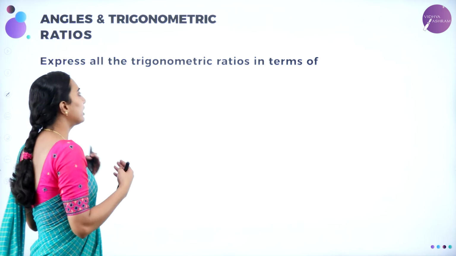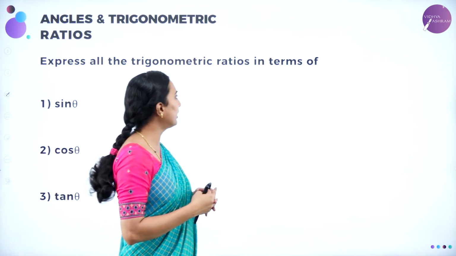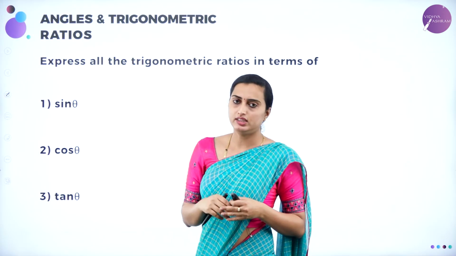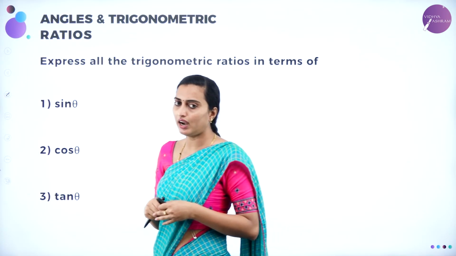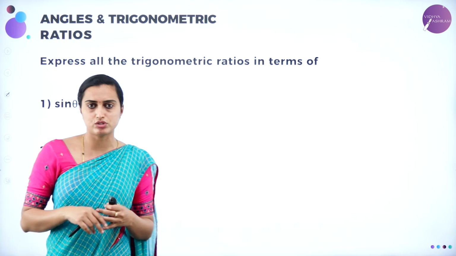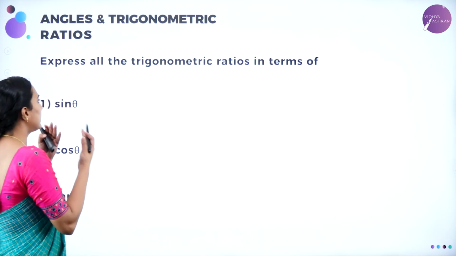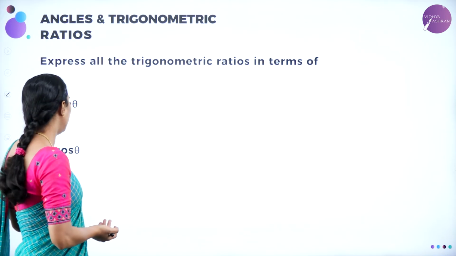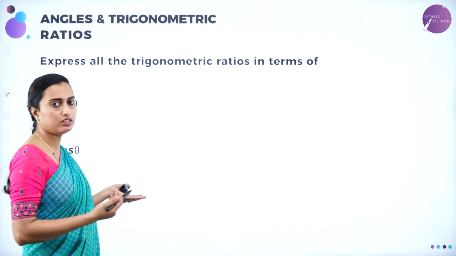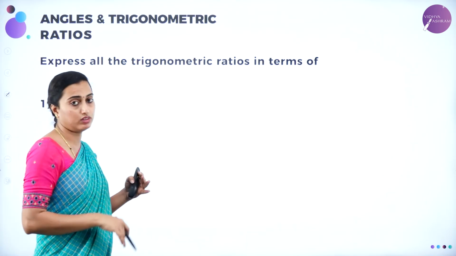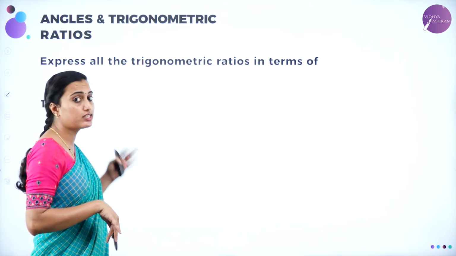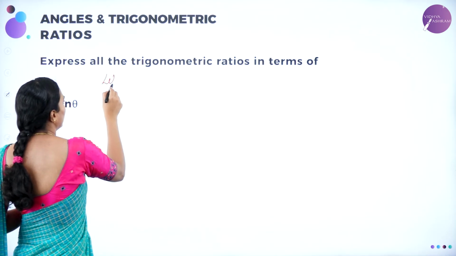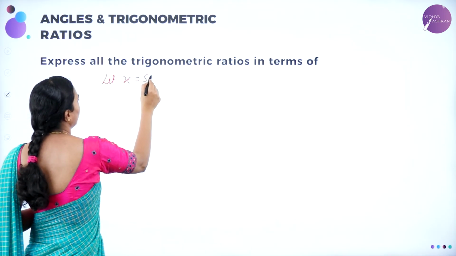What they've asked: express all the trigonometric ratios in terms of sine theta, cos theta, tan theta. They've asked you to prove that all the trigonometric functions can be expressed in terms of these, in terms of the remaining ones except sine theta. Now, I am going to take as the first one, let x be equal to sine theta.